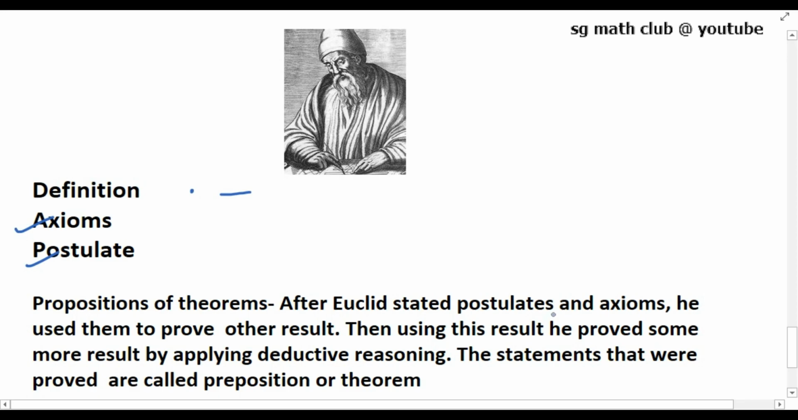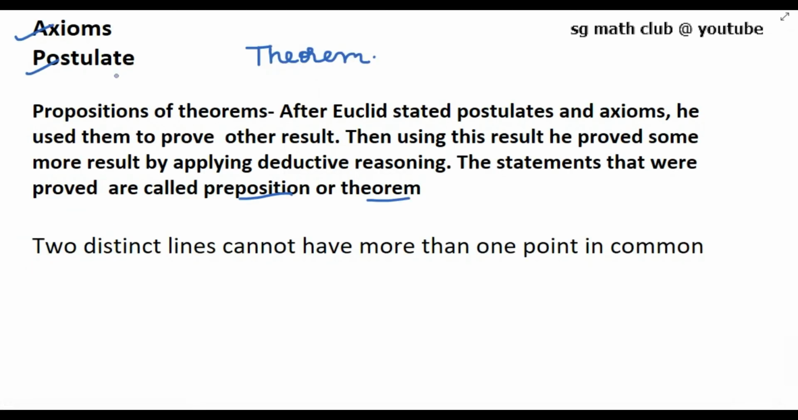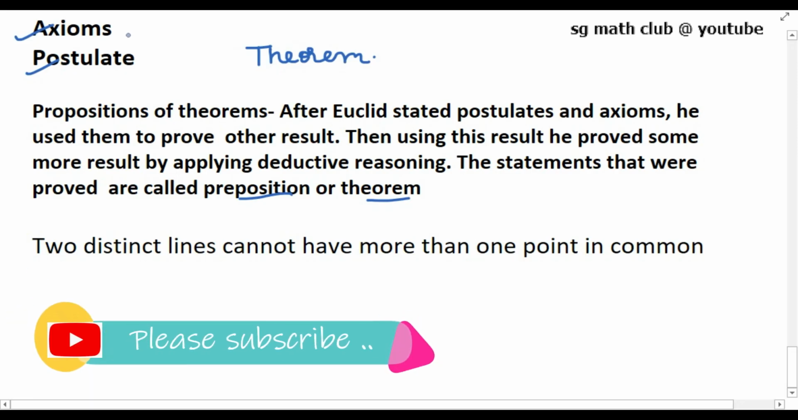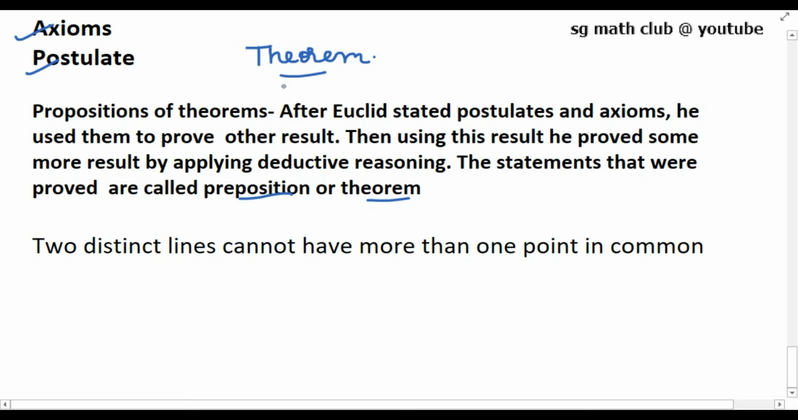After Euclid stated postulates and axioms, he used them to prove other results. Then, using these results, he proved some more results by applying deductive reasoning. These statements that were proved are called propositions or theorems. So axioms are the statements which are accepted without any proof. They are universal truths. Postulates are also statements which are accepted without any proof, particular to geometry. They are also universal truths. But the statements which are proved using deductive or logical reasoning are called propositions or theorems.